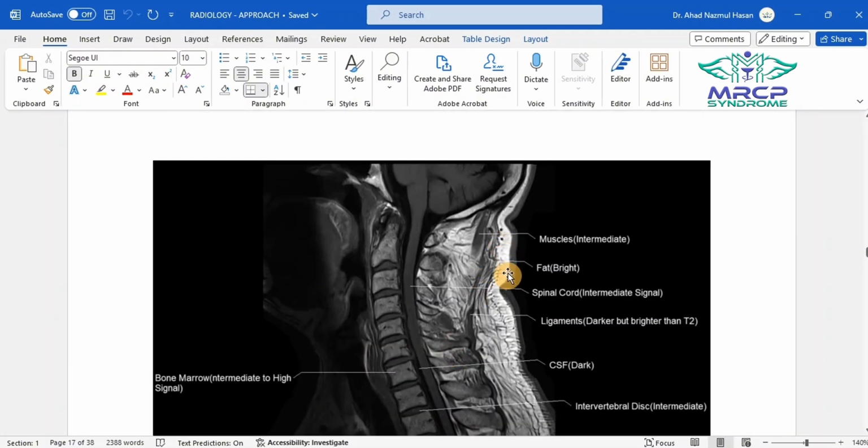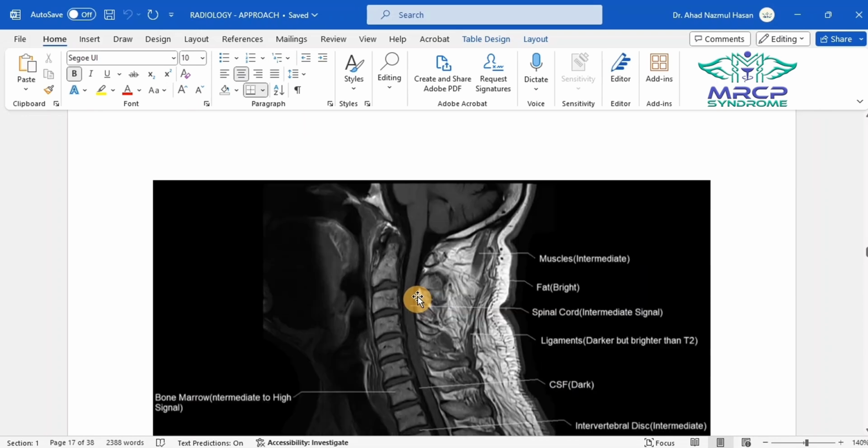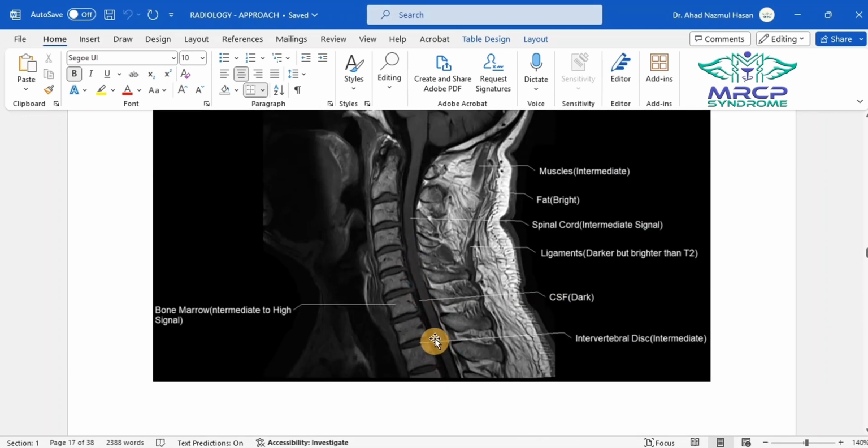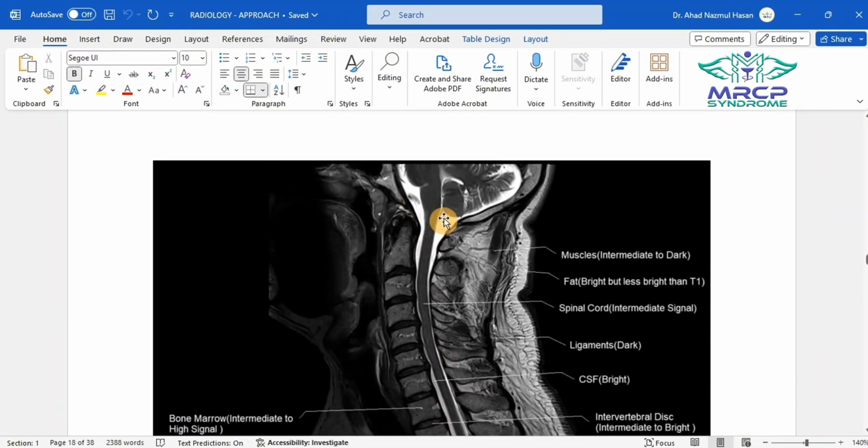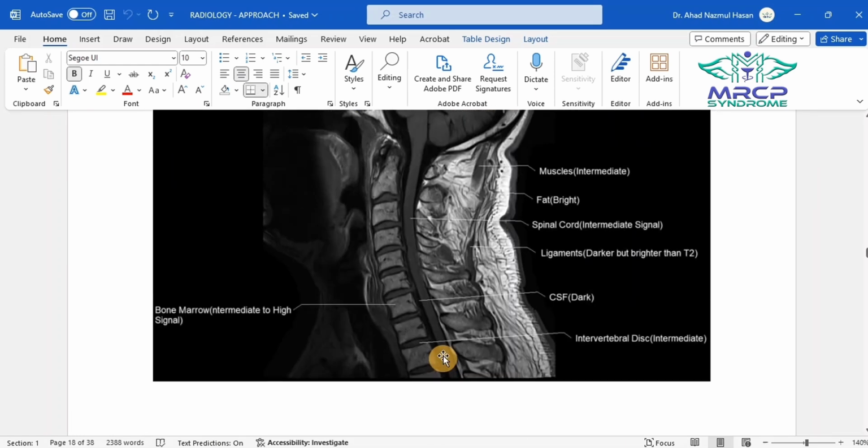So you can see here the fat particles. The fat particles are appearing as bright. This is the spinal cord. The spinal cord is usually iso-intense, and in front of the spinal cord we can see the CSF. So CSF would be dark or black in T1, and it should be bright in T2. You can see here the CSF is bright. The CSF is bright in T2, but in T1 it should be black.